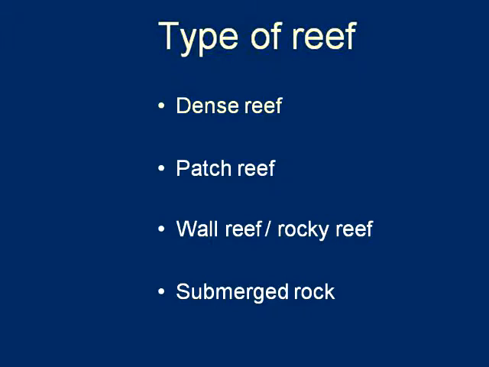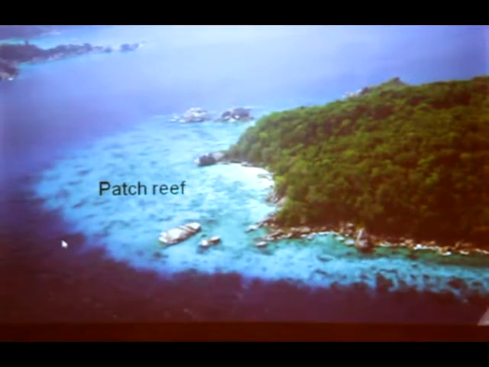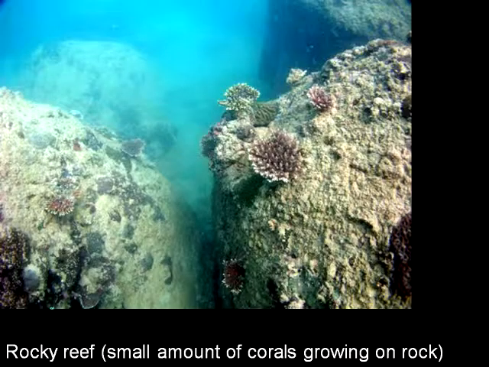So this is the first one, the dense reef. You dive in this area on the slope here, the coral become very dense here on the slope. So in that area we call dense reef. And this is rocky reef. This one means coral growing on rocky surface, like on the granite rock or limestone rock, which is not coral stone.